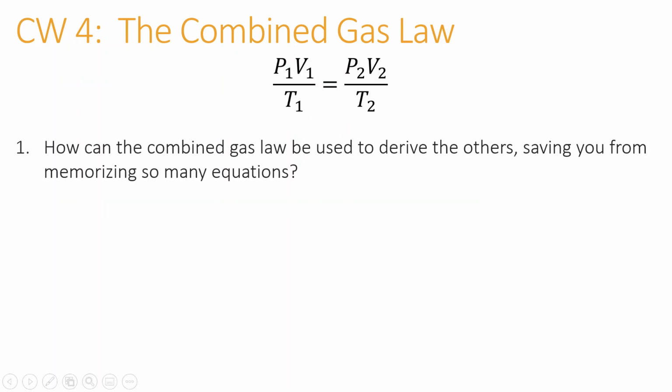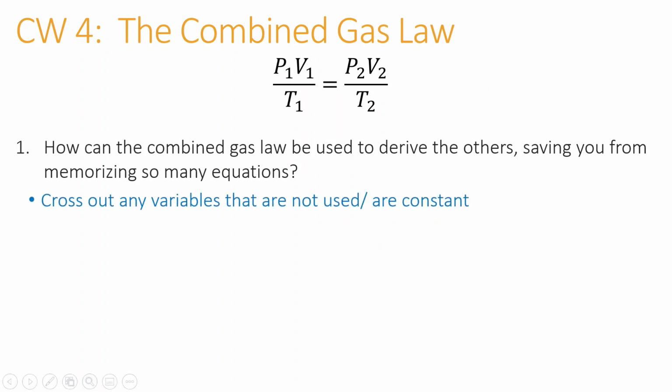So how can this combined gas law be used to derive the others, saving you from having to memorize so many equations? Any variables that are not used or are constant, we're going to exclude those. So for example, in your drill, we said nothing at all about the temperature. So if we cancel that out, we're left with Boyle's law here. So we can just exclude whatever variable we're not using in the question.